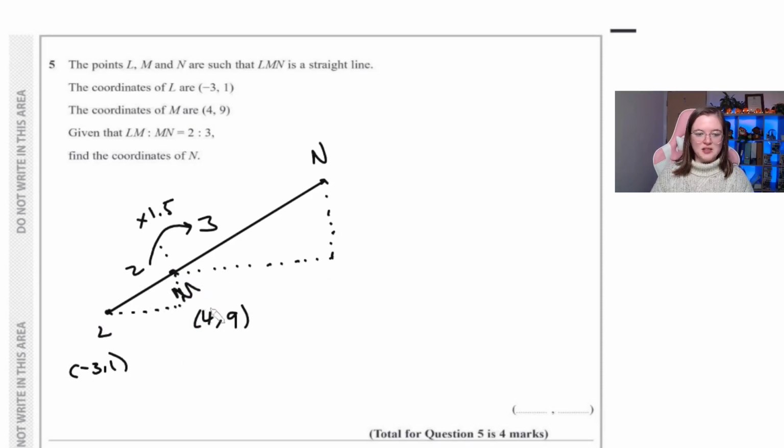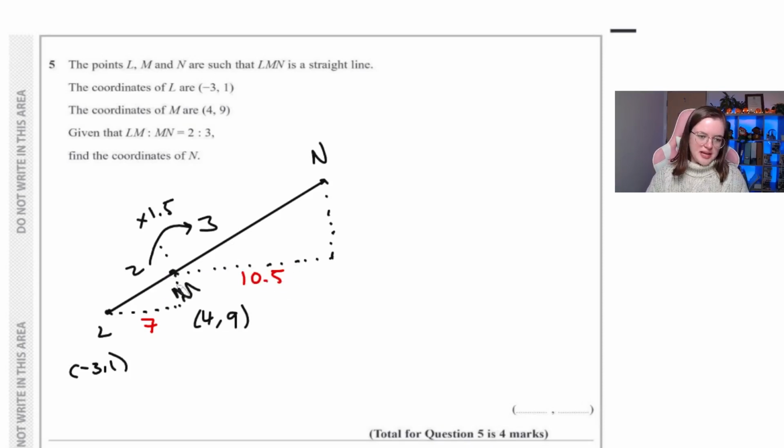So if we look at the x coordinates comparatively, -3 to 4, we have to add 3 to get to 0, then 4 makes 7. Use a different colour actually. So that's then 7 along the bottom there. So then 7 times 1.5 to scale it up to the bigger triangle. 7 times 1.5 is 10.5. So that's going to be that one, 10.5.